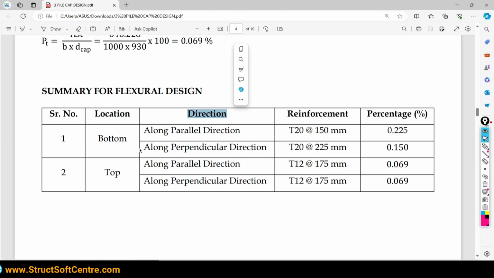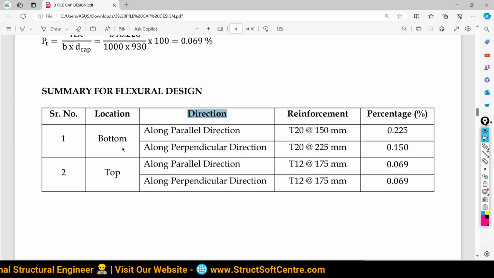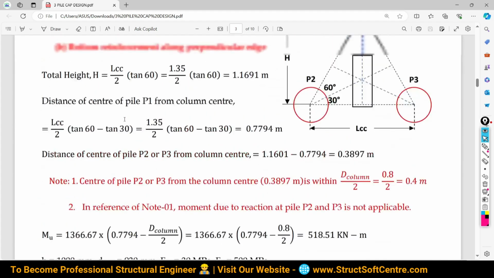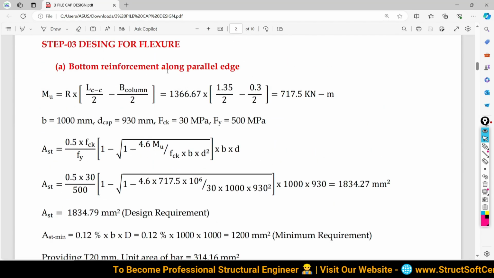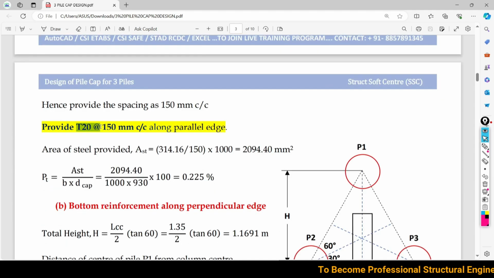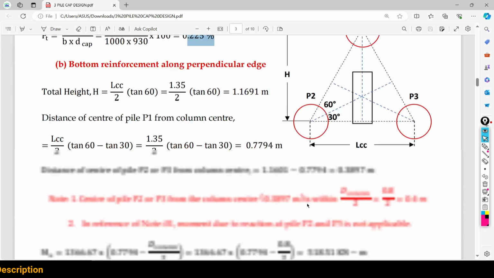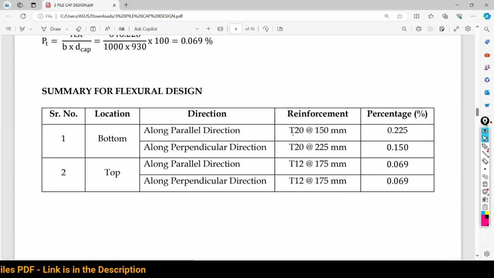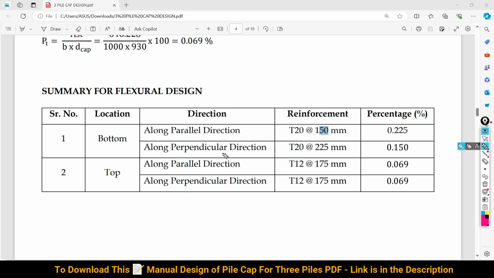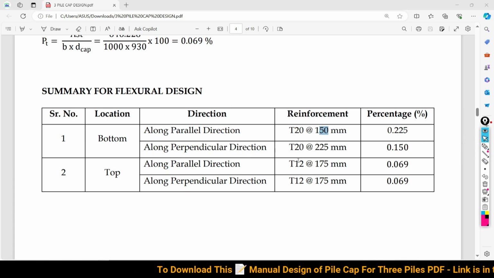We have two directions: one is the parallel direction, and the other is the perpendicular direction. At the bottom face we have provided the bottom reinforcement along the parallel direction, parallel edge: 20 mm diameter bars at a spacing of 150 mm center to center, with a reinforcement percentage of 0.225. So we write here 20 mm dia at a spacing of 150 mm center to center, percentage 0.225. Then along the perpendicular direction we have provided the same diameter of bar.